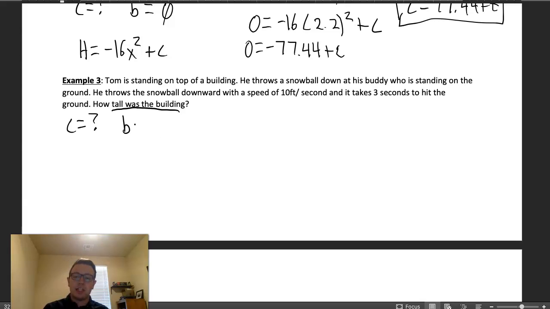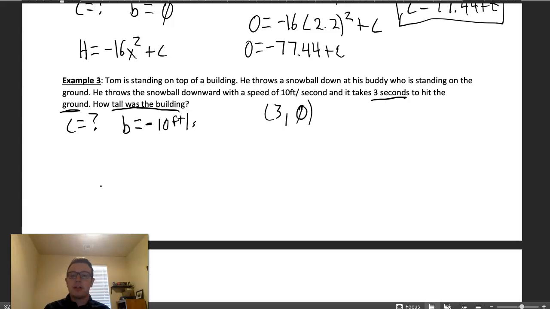What about our initial speed? Our initial speed was 10 feet a second. But were we throwing this up, or were we throwing it down? If we were tossing it down, this needs to be a minus. So our answer is this is minus 10 feet a second. What's the last piece of information we have? Well, it takes 3 seconds to hit the ground. Or in other words, at a time of 3 seconds, our height should be 0.